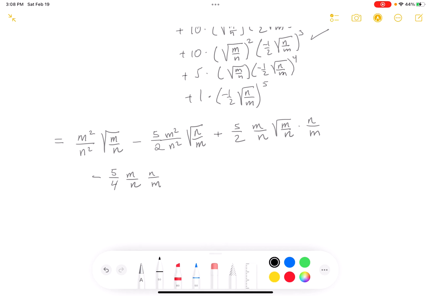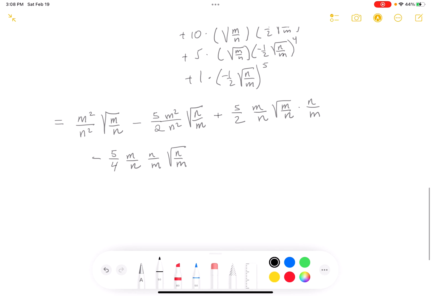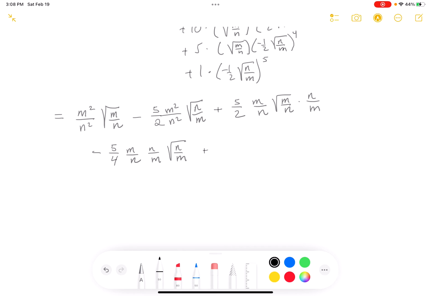N over m, root n over m. Let's keep going. Plus 5. Well, 2 to the 4th, 2 times 2 is 4, 8, 16. Root m over n. Then what are you going to get? N squared over m squared. Last but not least, that's going to be minus 1 over 32. And then we're going to get n squared, m squared, the root of n over m.